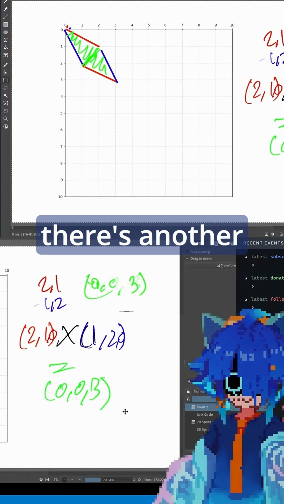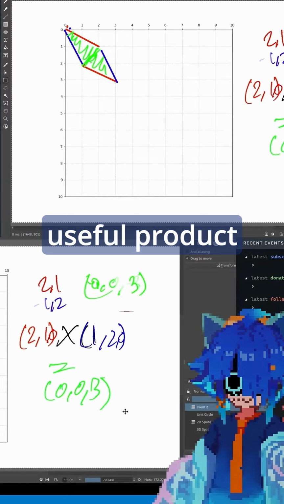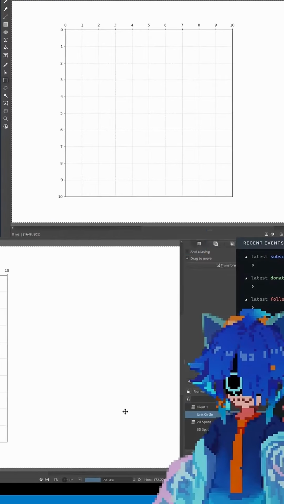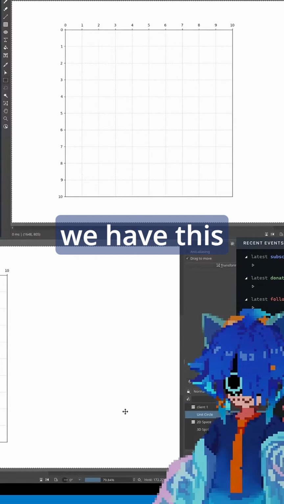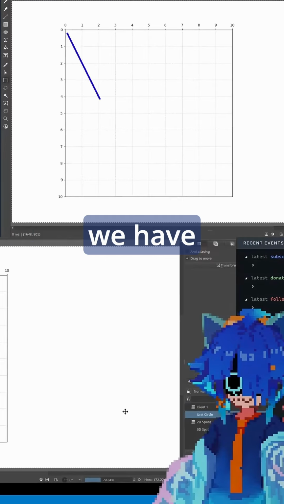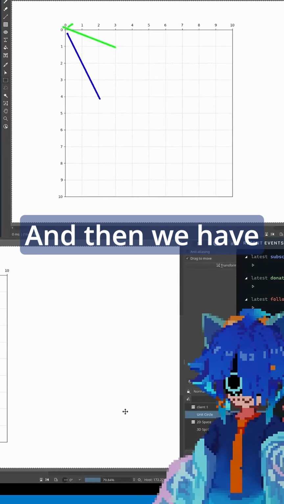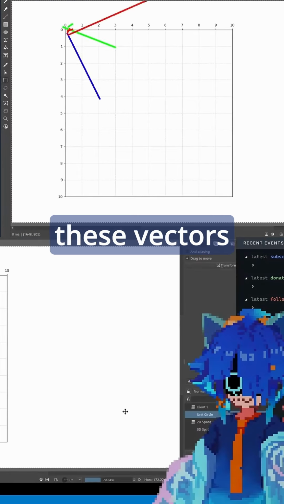It turns out that there's another useful product with vectors. Let's start with a motivating example. Let's say that we have this vector, and then we have this vector. Are they pointing in the same direction? And then we have this vector. How do all of these vectors compare?